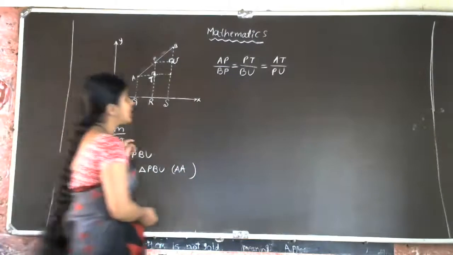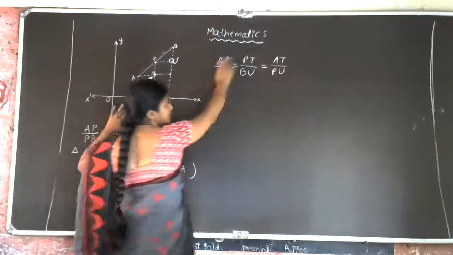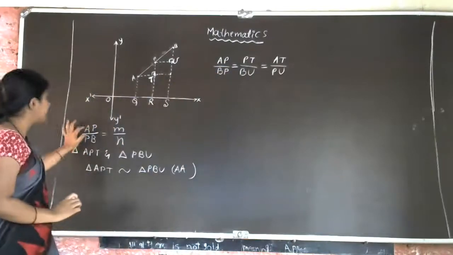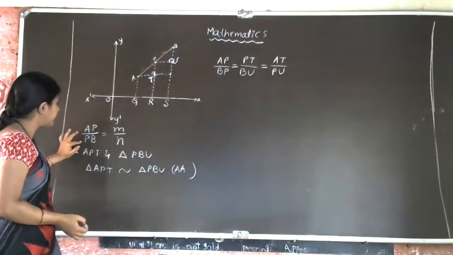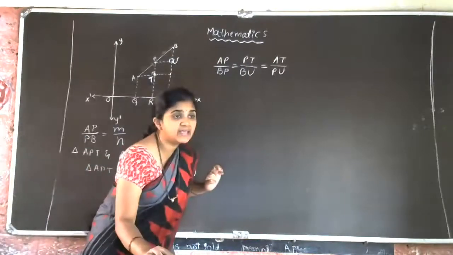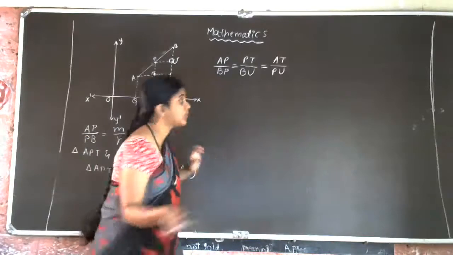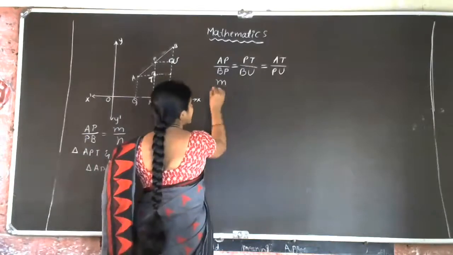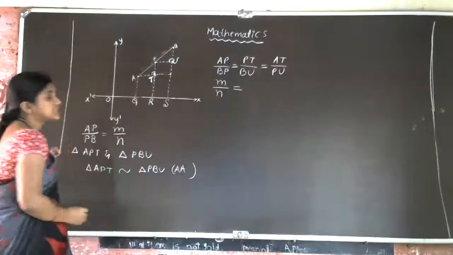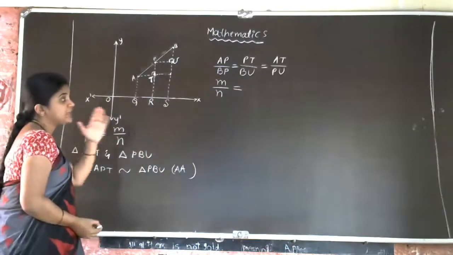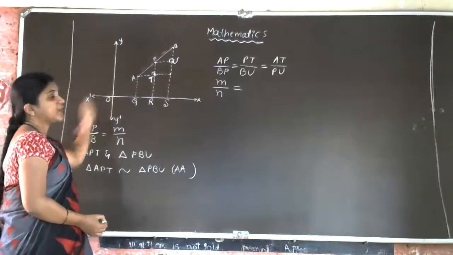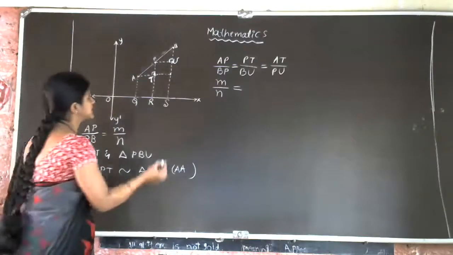So now we have to substitute the values here. AP divided by BP. In the beginning what we chose was AP divided by BP, so we took it as M by N. We'll substitute that, so AP by BP is M divided by N, which is equal to, now it's time to write the PT value, BU value, AT value and PU value. For that we have to take the help of the diagram.